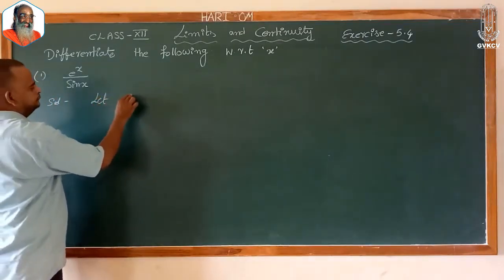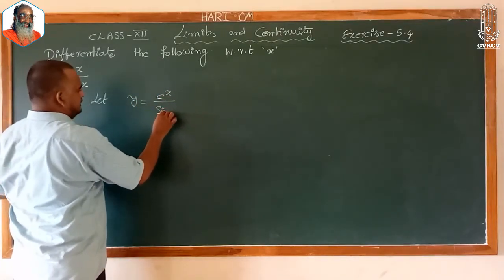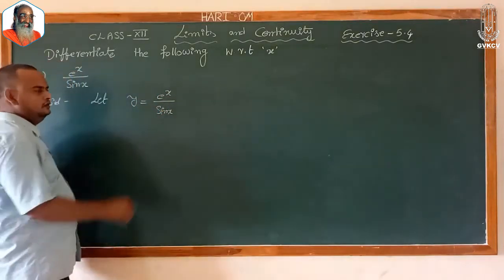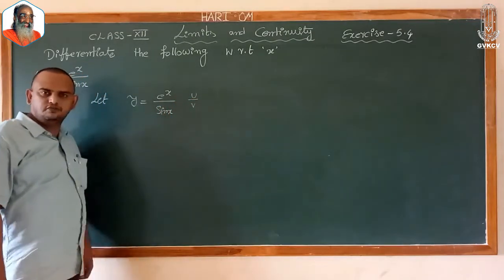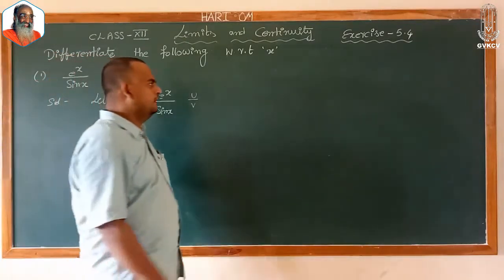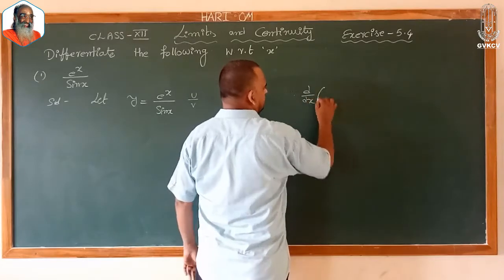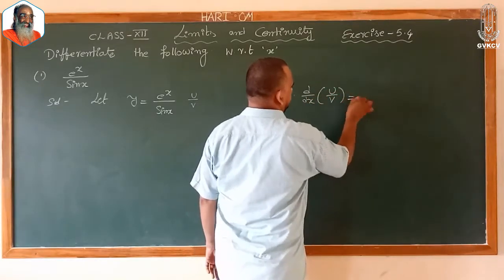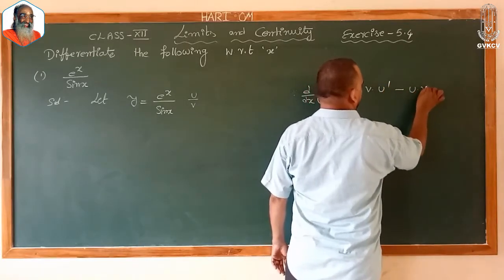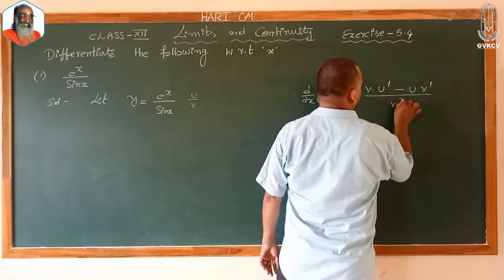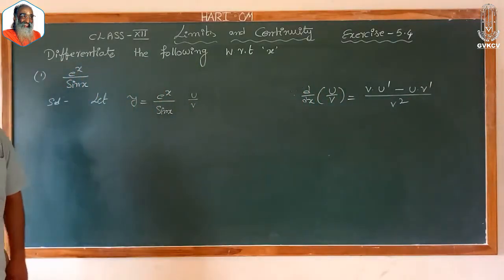Let y is equal to e power x by sin x. When we observe, the problem is in the form of u by v. As we know, the differentiation of u by v, d by dx of u by v, is v into u dash minus u into v dash by v square. That is the differentiation for u by v.